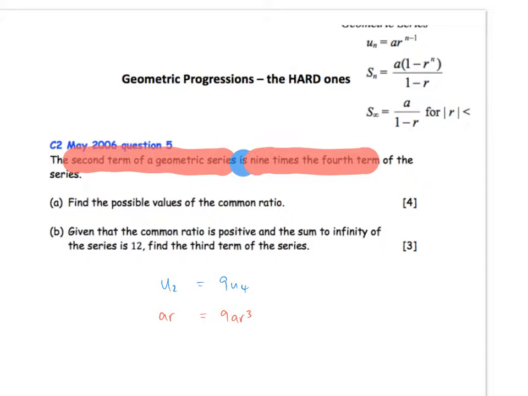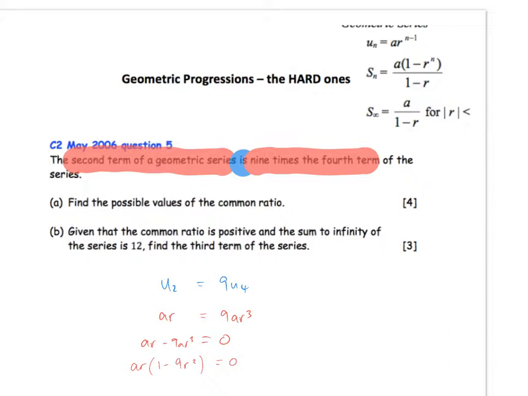So what I want to do is just bring everything over to one side. AR minus 9AR cubed equals nothing. And then, what I want to do is factorise out by the biggest power. You take out both things here, so you get AR times (1 minus 9r squared) equals 0. So we've got two options here.